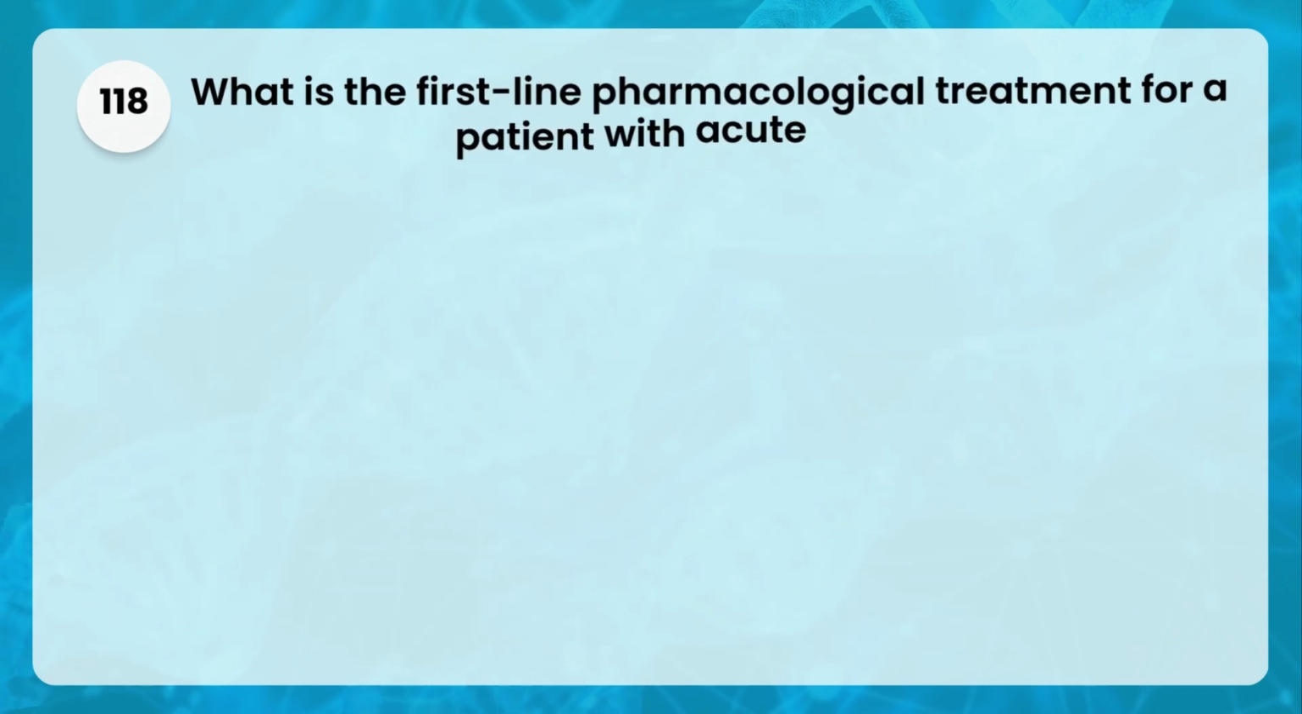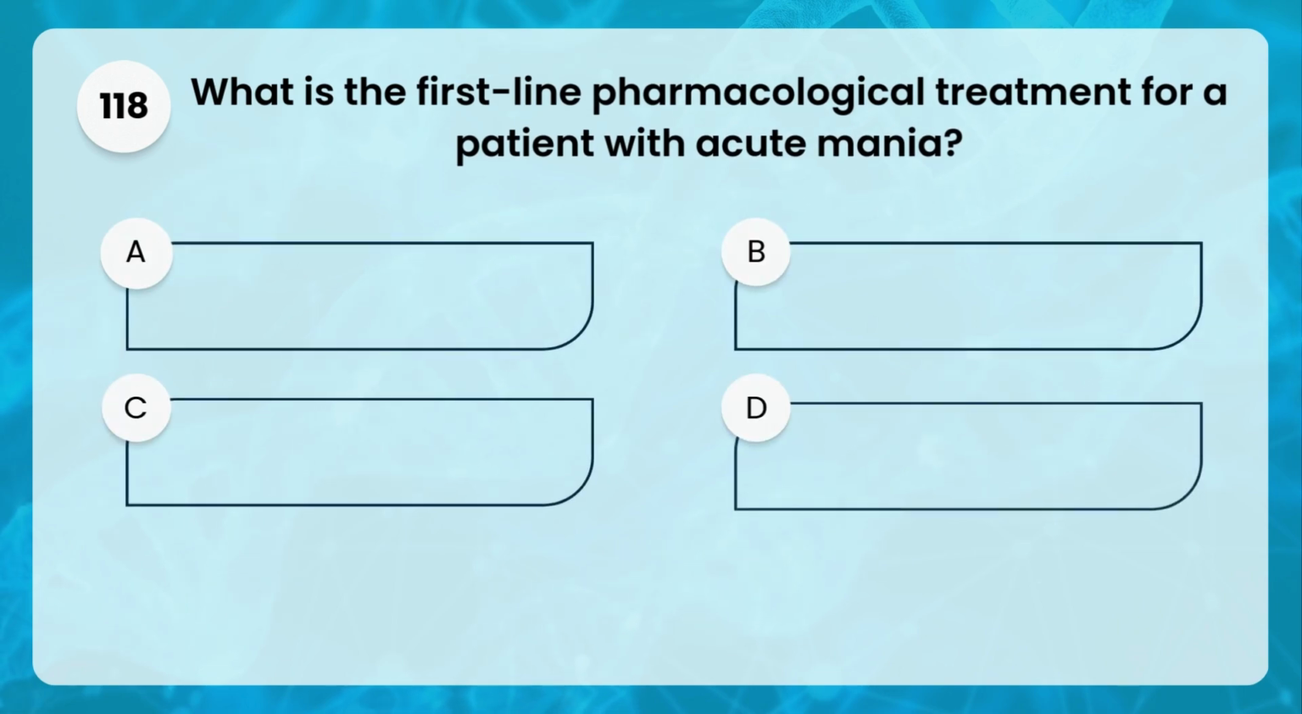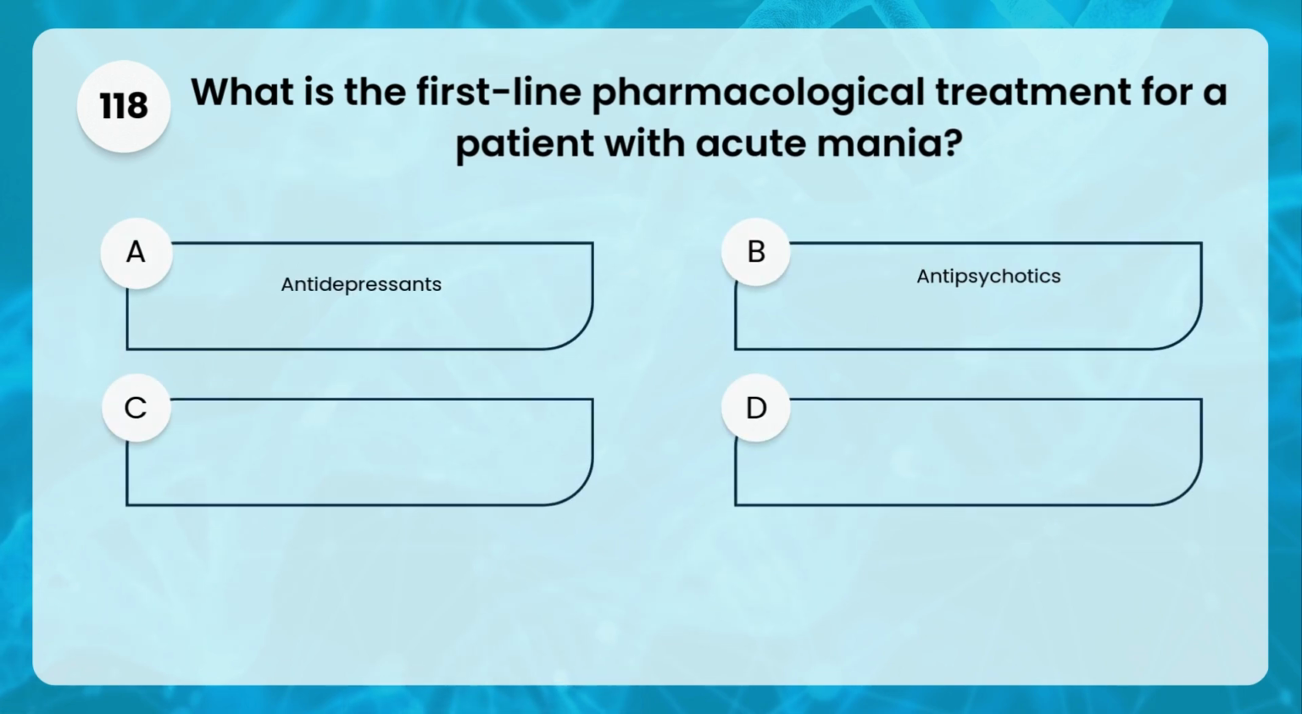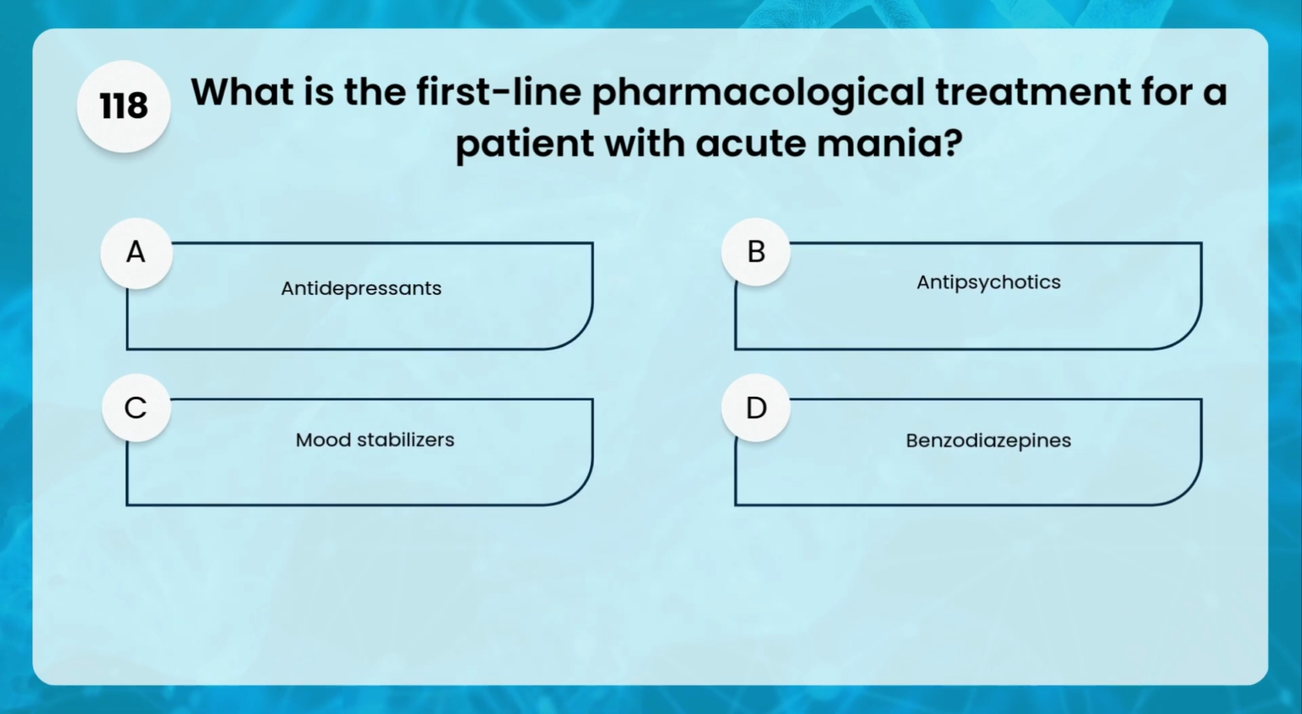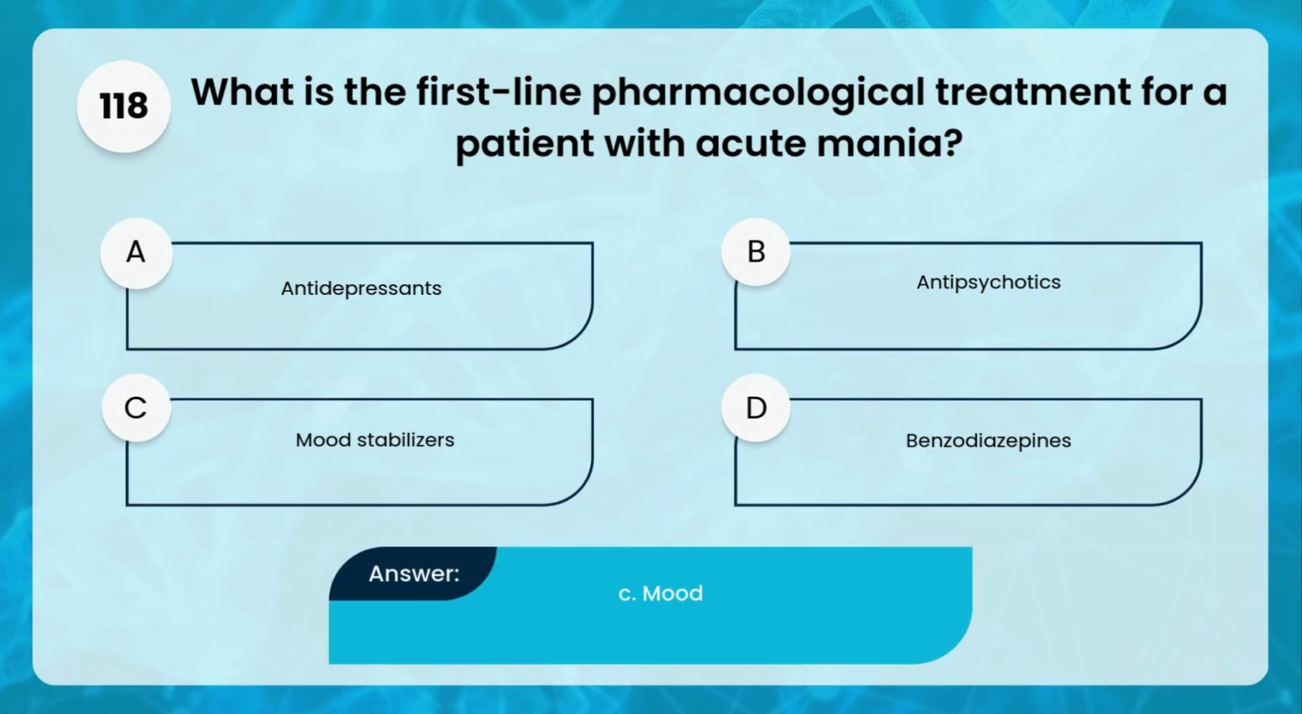118. What is the first-line pharmacological treatment for a patient with acute mania? A. Antidepressants. B. Antipsychotics. C. Mood stabilizers. Or D. Benzodiazepines. The answer is C. Mood stabilizers.